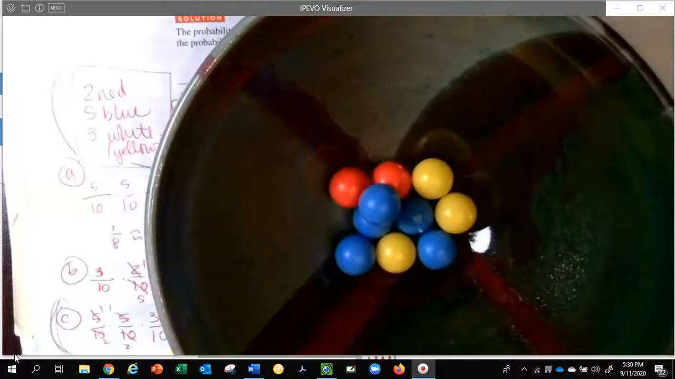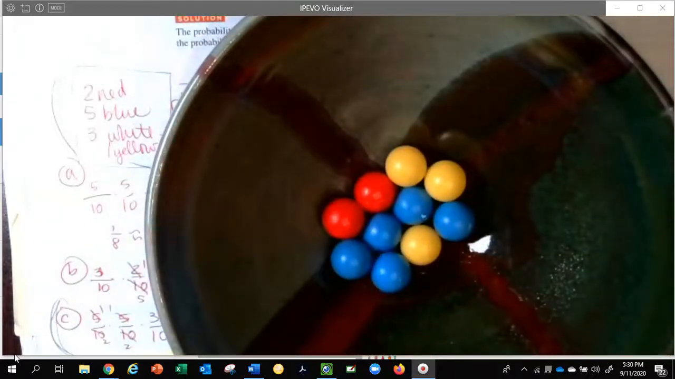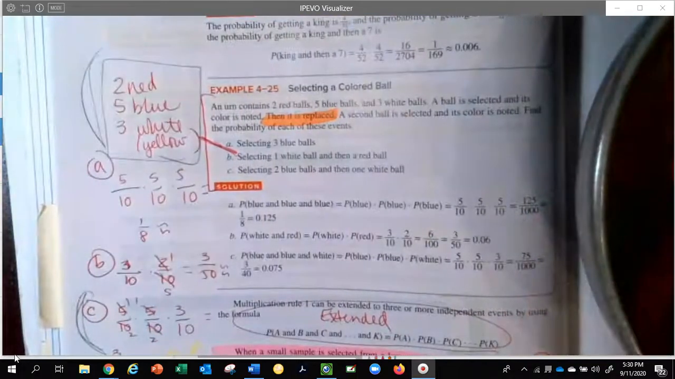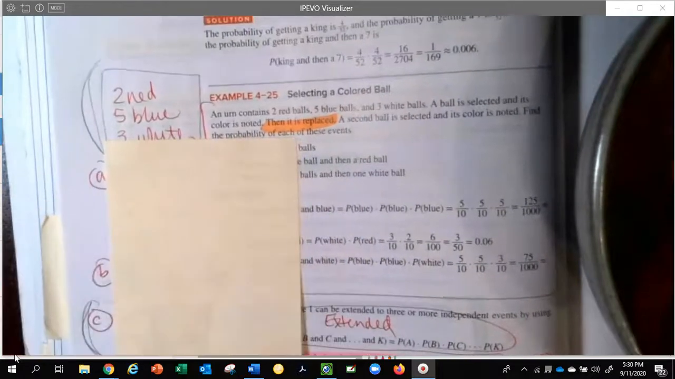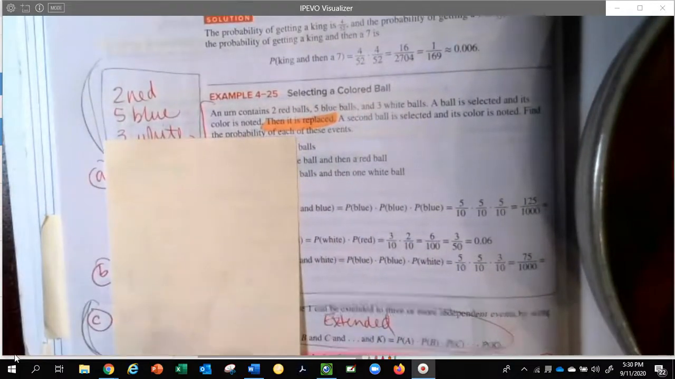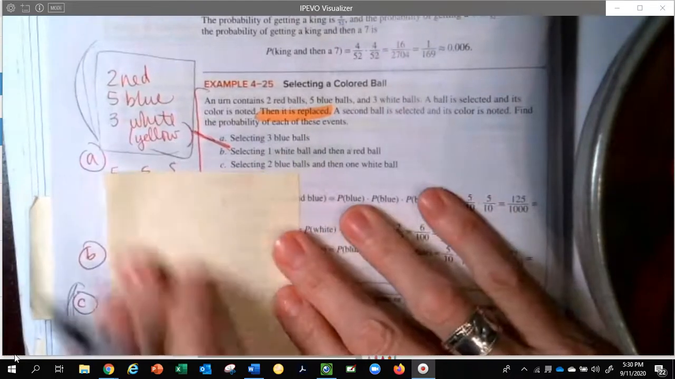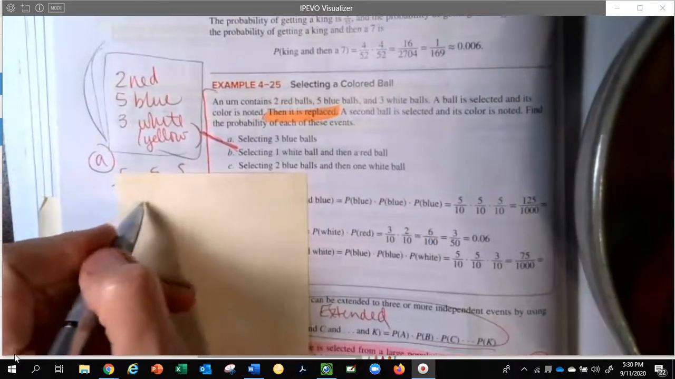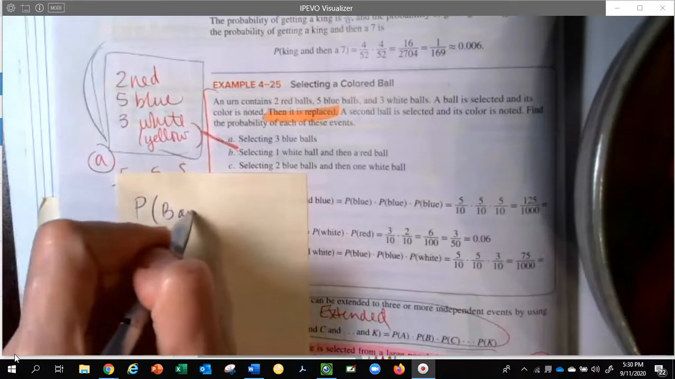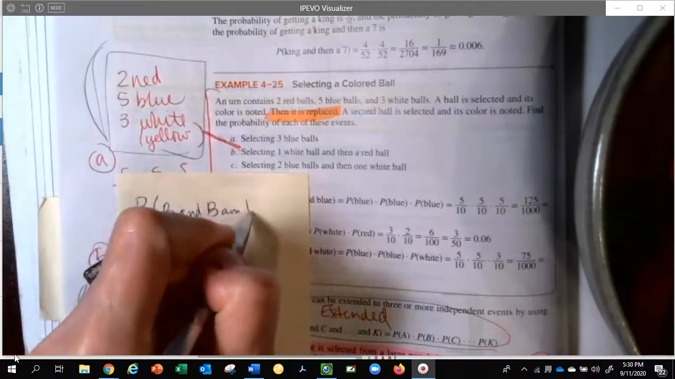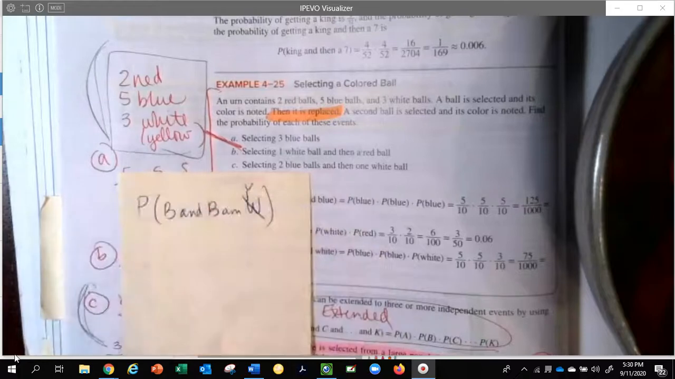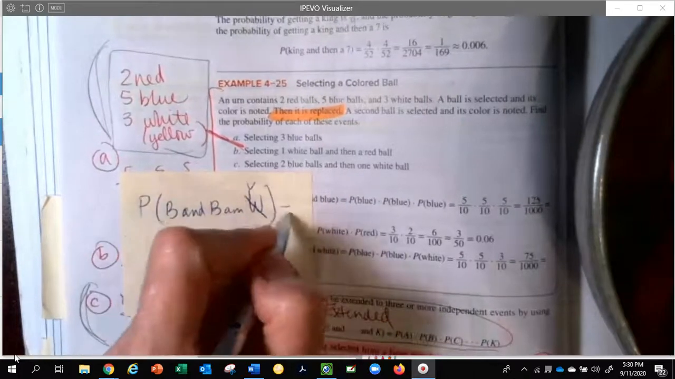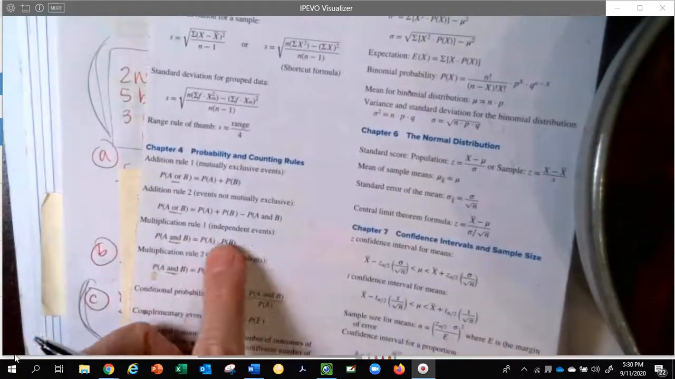So if I put it back in there, this resets it. It is back to where we started, and therefore it is independent every time I draw. And so I'm going to write down that if they're asking me to draw right here, a blue, and then a white, so the probability of getting a blue and a white, which in my case is a yellow, then that is going to be independent.